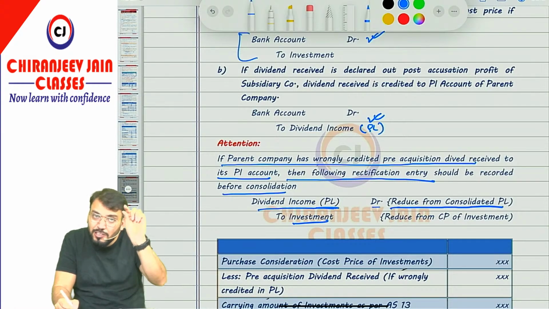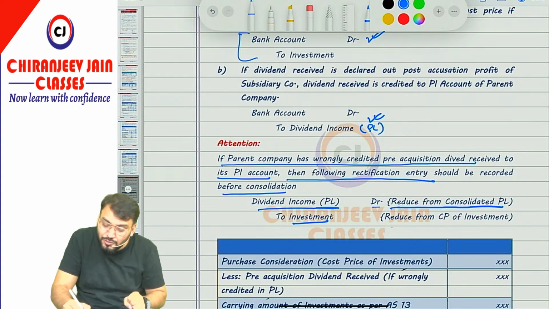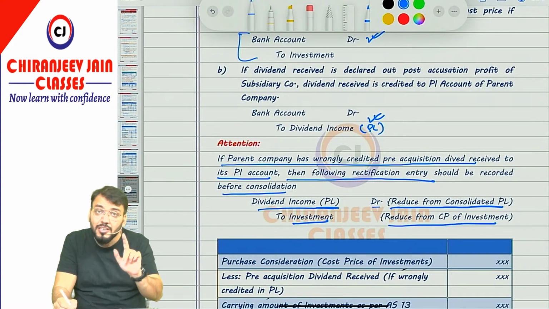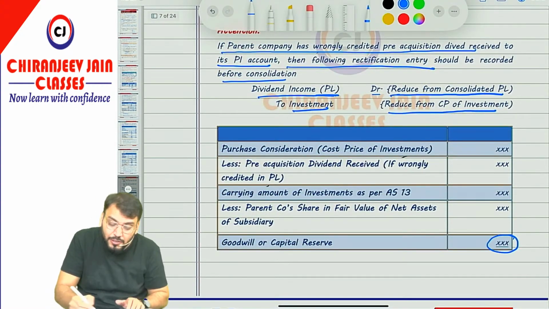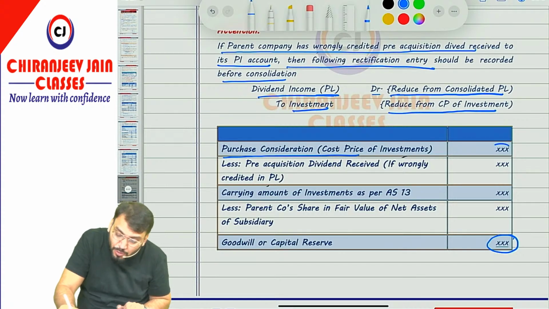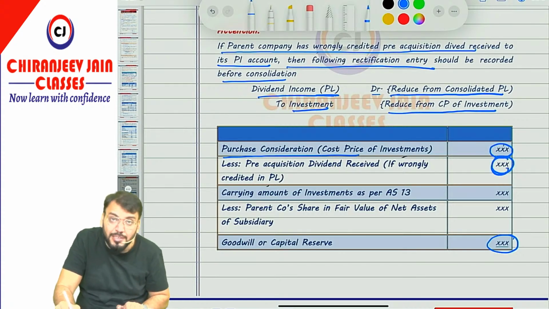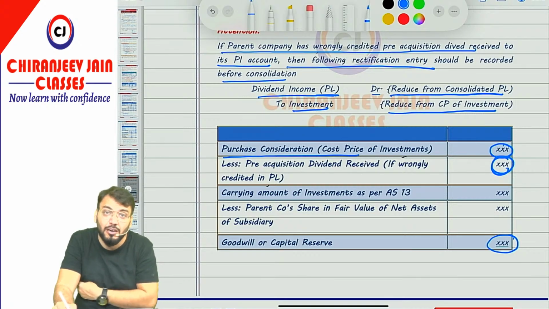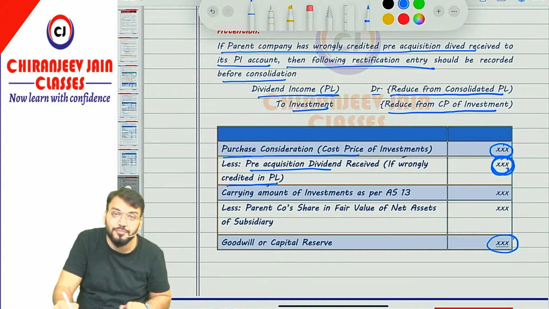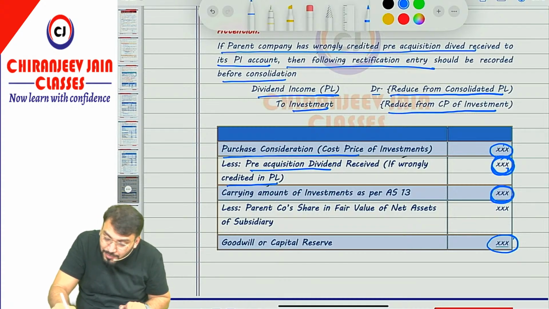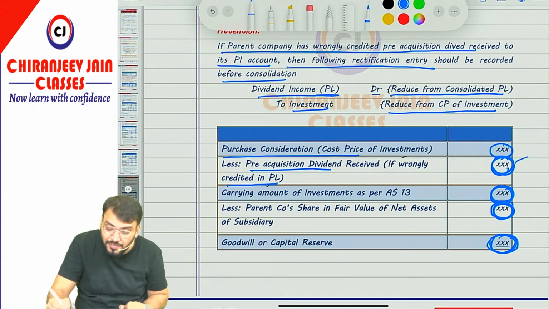With this amount we need to reduce the consolidated PL of the parent company and also reduce the cost price of investment. Whatever investment cost price is given is actually not correct; we need to rectify that. Whenever you are calculating goodwill or capital reserve, we write down the purchase consideration, the cost price of investment, but in this case we should also deduct the pre-acquisition dividend received which was wrongly credited to the PL account. Then this becomes the carrying amount of investment as per AS 13. From this, minus the parent company's share in fair value of net assets, and this becomes goodwill or capital reserve. Understood? So this is the rectification required.